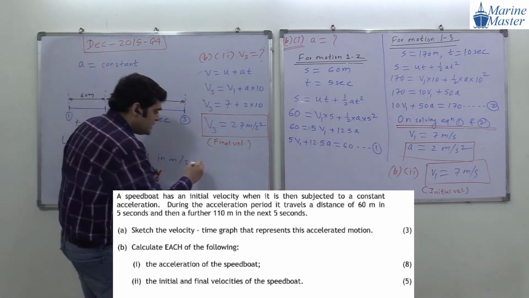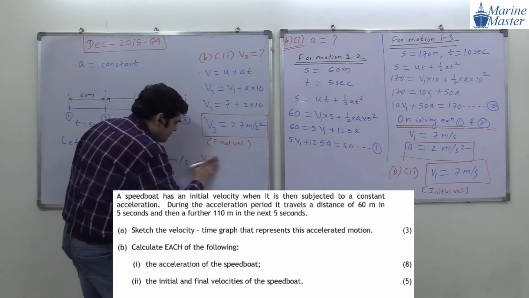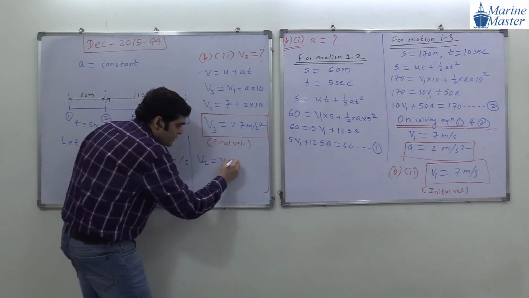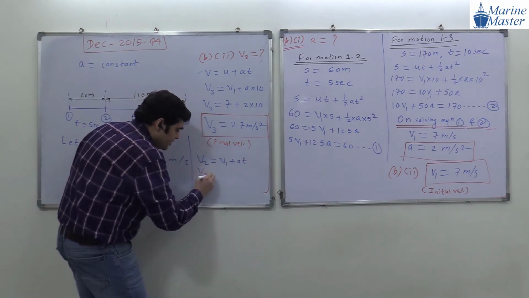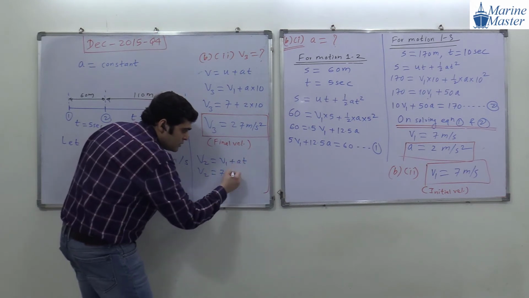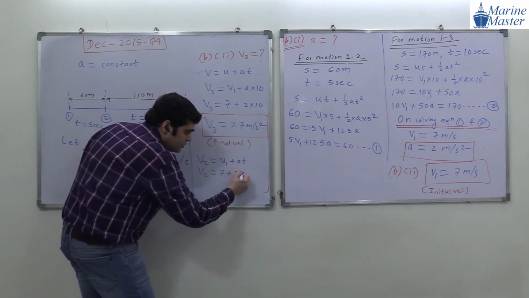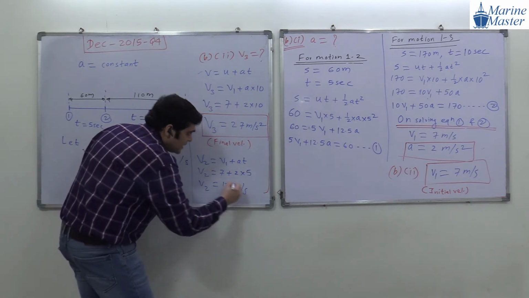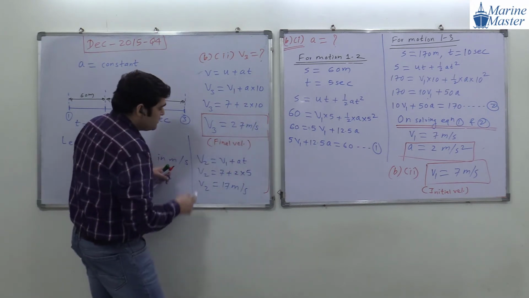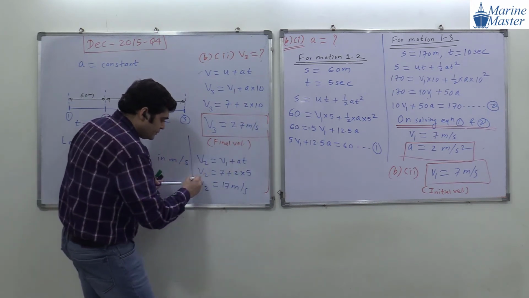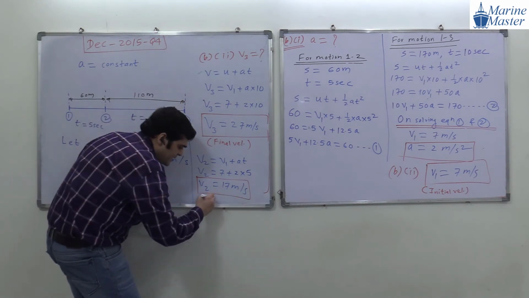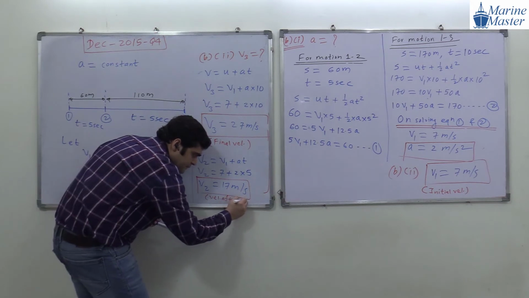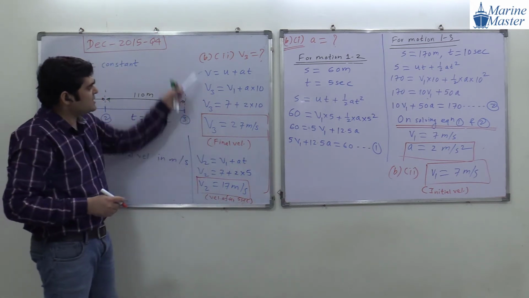So what will V2 become, guys? We will need that V2 value while drawing the graph. V2 is equal to V1 plus AT. V1 is 7, acceleration is 2, time is 5. So what will be V2? 17 meter per second, not per second square, guys. Please be careful with the velocity unit. So this is V2, the extra part, the velocity after 5 seconds. Okay, everyone, please write down this B second part.